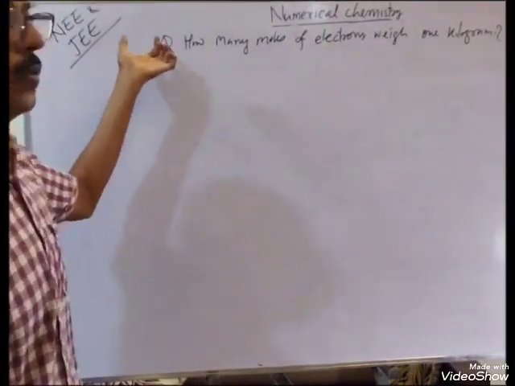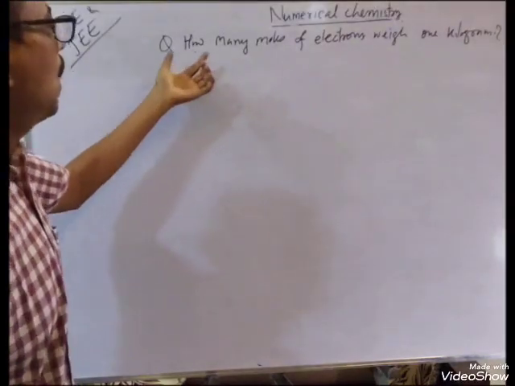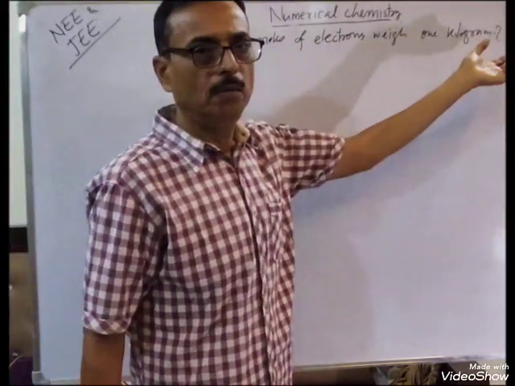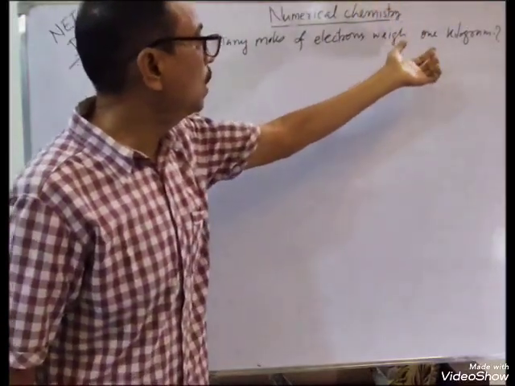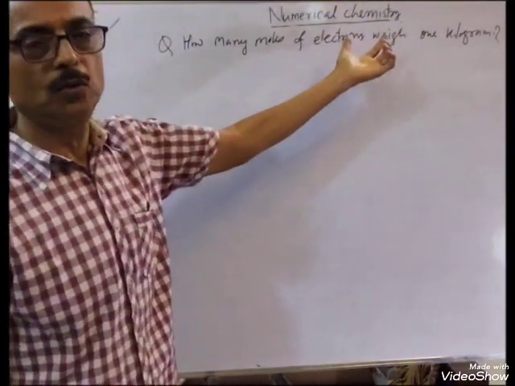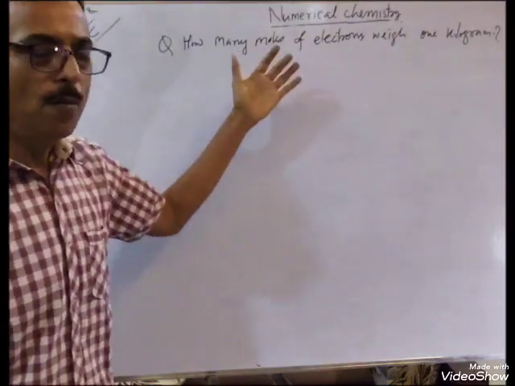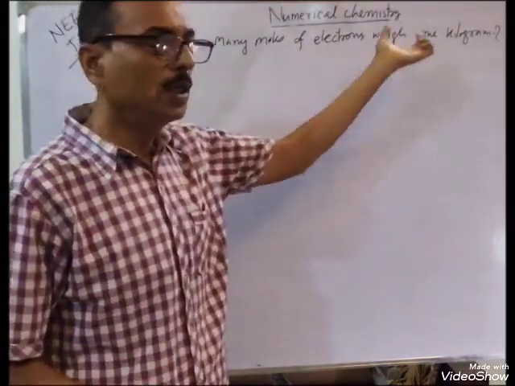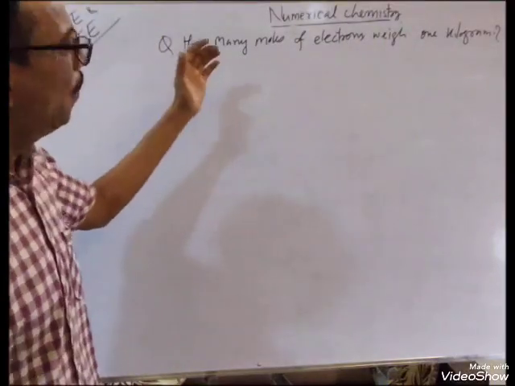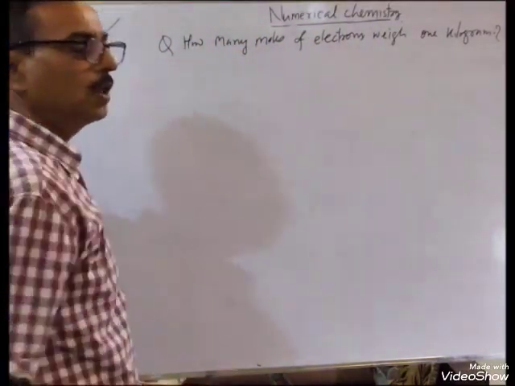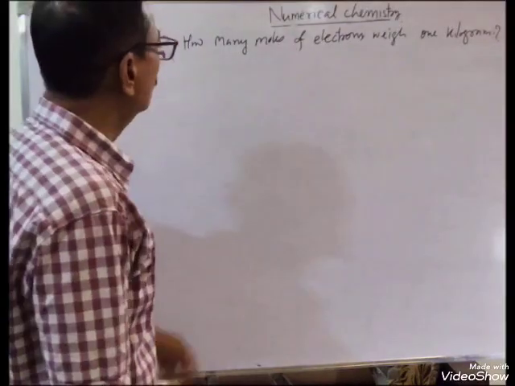Here we take one more question. How many moles of electron weigh 1 kilogram? It means in 1 kilogram, how many moles of electron? So how many moles of electron do we take so that its weight will become 1 kilogram? This is a very tricky question. Nothing is given about the electrons. So let us see.